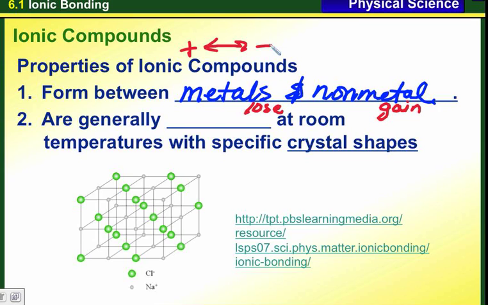Second thing I know when I make a compound is they're generally solids at room temperature. And as they are a solid, they create a specific crystal shape. For example, our table salt that we talked about in class is a solid, and as it is created, it makes this nice cubic structure.